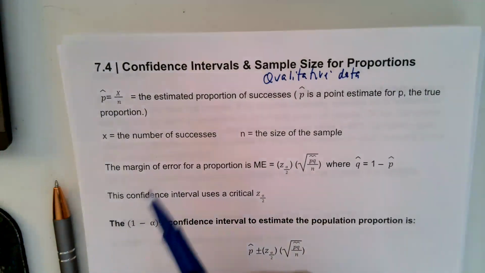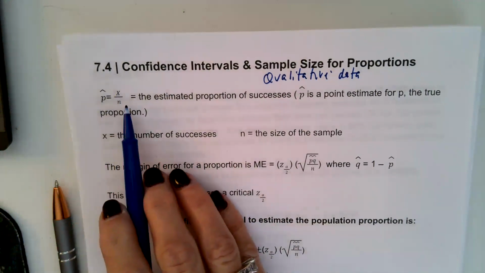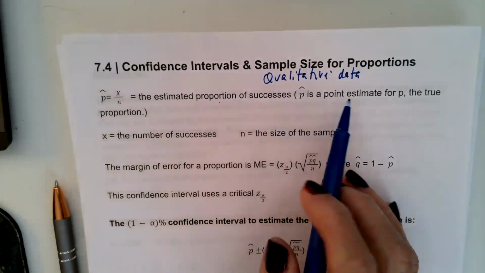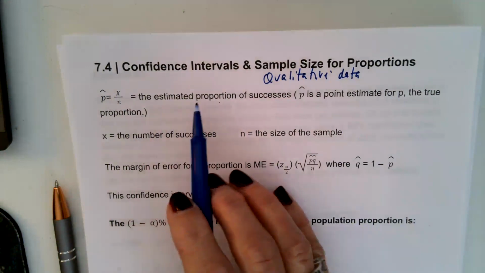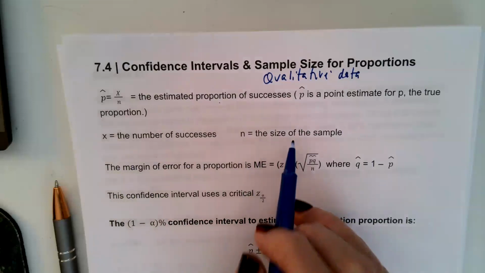So we have to know some of the little pieces and parts. The p hat is equal to the x divided by n. It's the estimated proportion of successes. The p hat is a point estimate for p, the true proportion. So we're estimating the true proportion. X is the number of successes, n is the sample size.